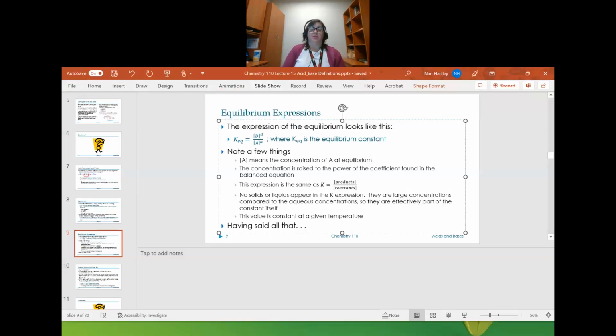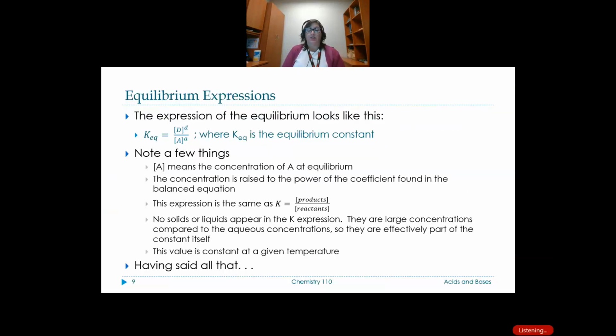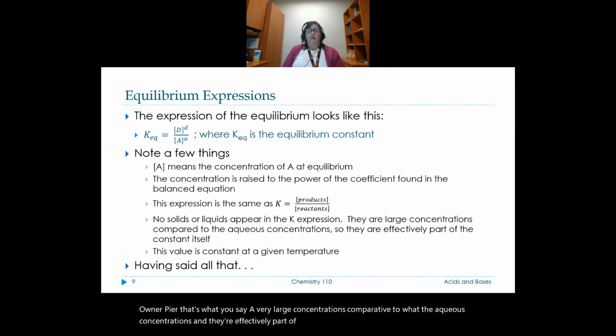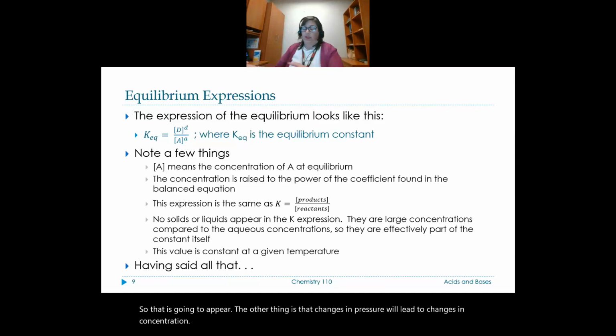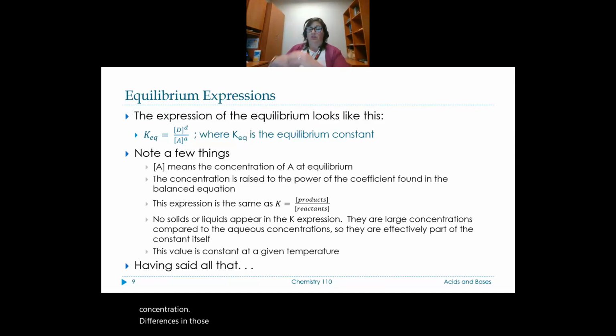So no solids or liquids are going to appear. That's because they have very large concentrations comparative to the aqueous concentrations, and they're effectively part of the constant itself. Now, gases are going to appear for a similar reason. The concentration of materials in the gas phase is very low compared to the volume that it occupies for the most part. So that is going to appear. The other thing is that changes in pressure will lead to changes in concentration and differences in those K expressions for the gases. So that's why we have to include them as well.